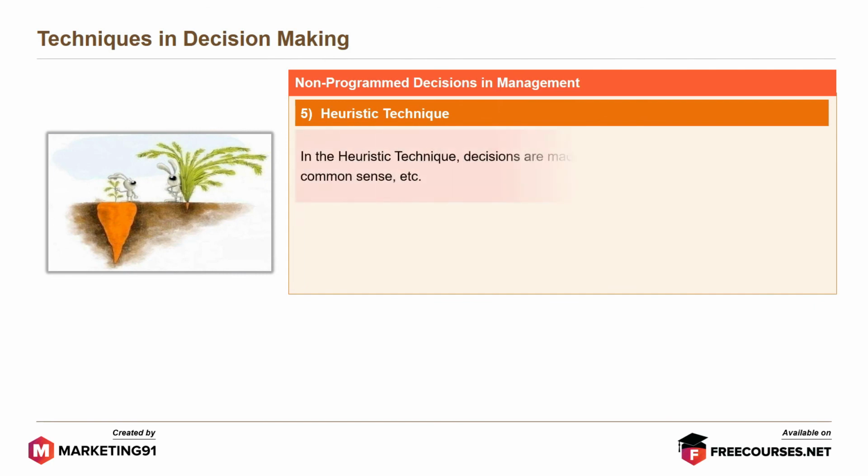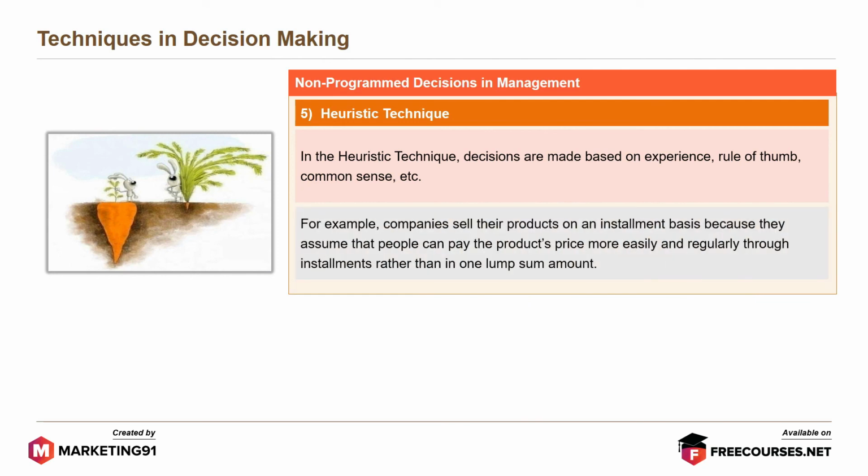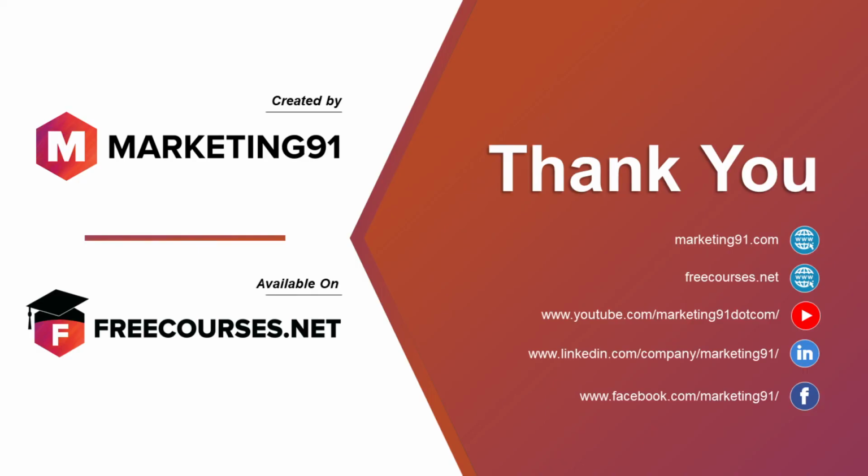Heuristic technique. In the heuristic technique, decisions are made based on experience, rule of thumb, common sense, etc. For example, companies sell their products on an installment basis because they assume that people can pay the product's price more easily and regularly through installments rather than in one lump sum amount.